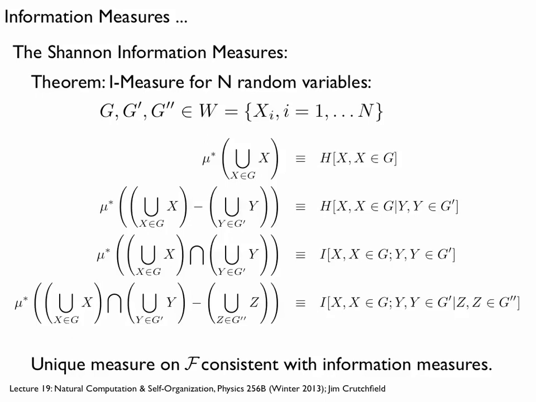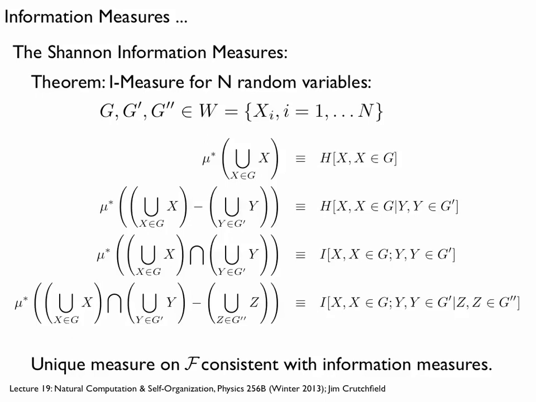And then the final thing we need is a conditional mutual information, which is just the previous mutual information and then a set difference with a third random variable that comes from some other subset, G double prime. So we get this mutual information, the variables in G with variables in G prime, conditioned on knowing the variables in G double prime. Okay? So the claim is that this mapping is a unique assignment, a unique measure on the event sets, that's consistent with Shannon's information measures.